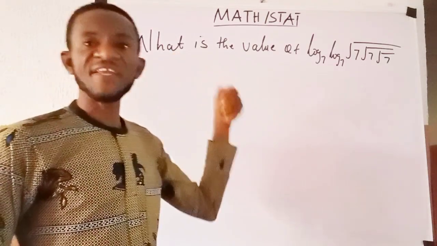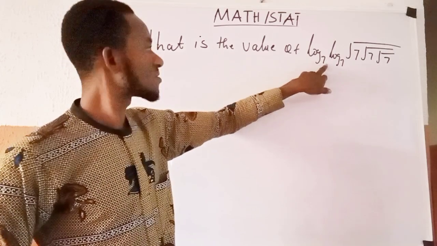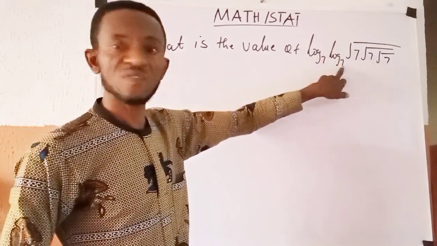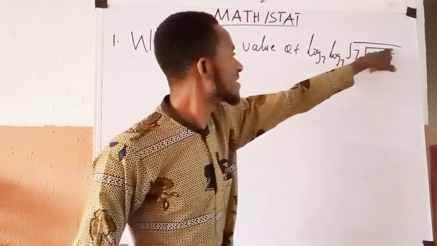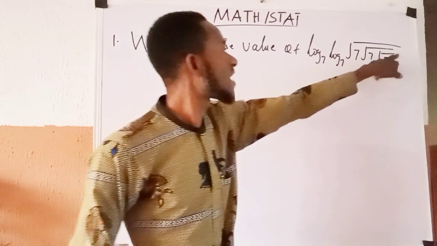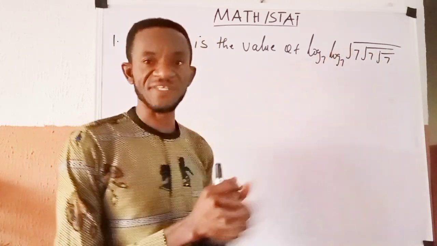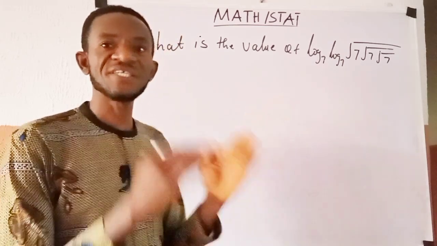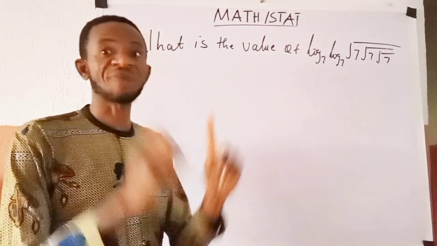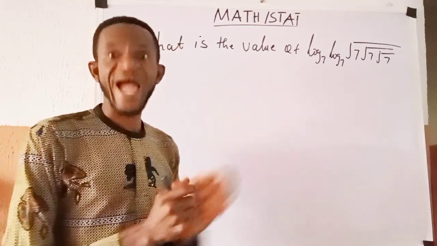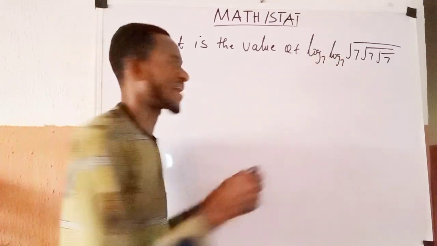We are required to find a value that is the same as log base 7, log base 7 of the square root of 7, inside it the square root of 7, and inside it the square root of 7. We are to find the value of this. We are going to go about this step by step in order to make sure that at the end of solving it, you have every idea on how to go about this. So as a word of solution, I write solution.